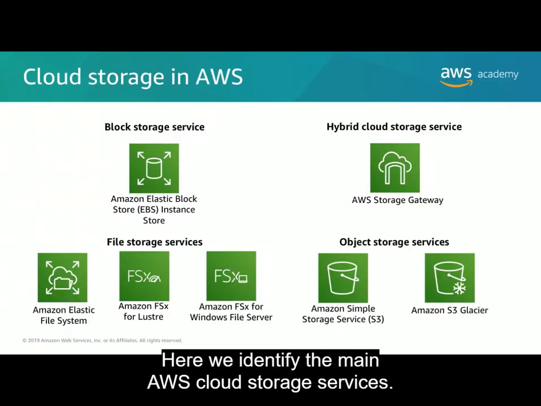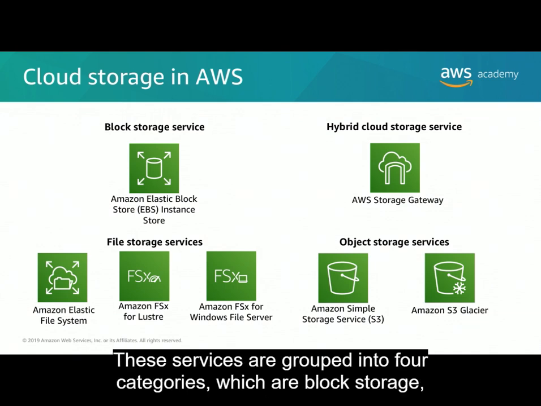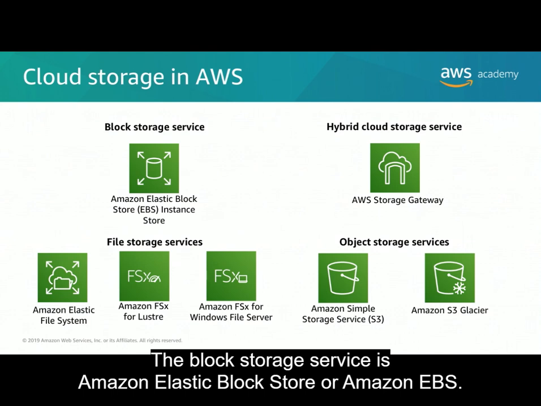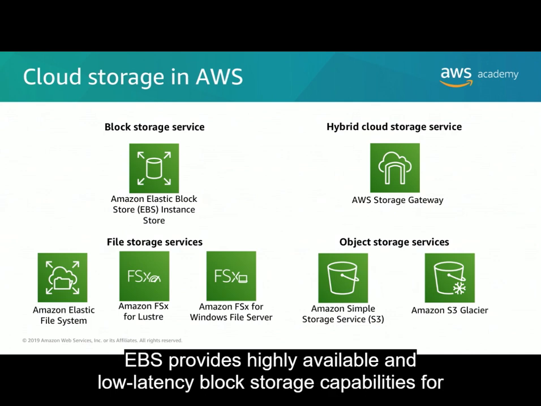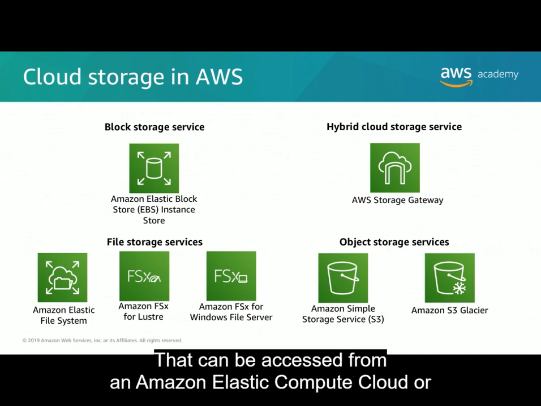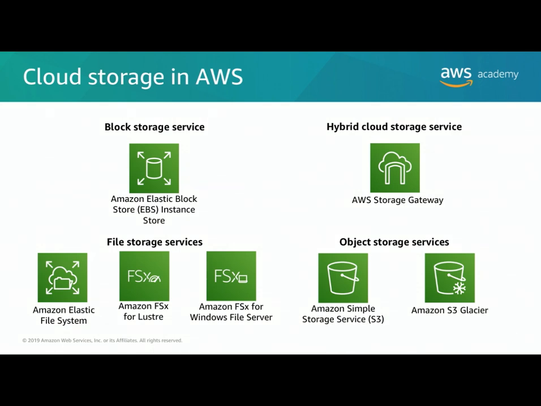Here, we identify the main AWS cloud storage services. These services are grouped into 4 categories, which are block storage, object storage, file storage, and a storage gateway service. The block storage service is Amazon Elastic Block Store, or Amazon EBS. EBS provides highly available and low latency block storage capabilities for workloads that require persistent storage that can be accessed from an Amazon Elastic Compute Cloud or Amazon EC2 instance.